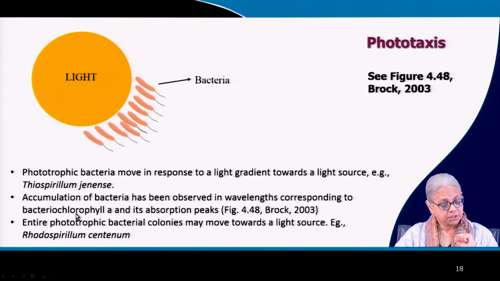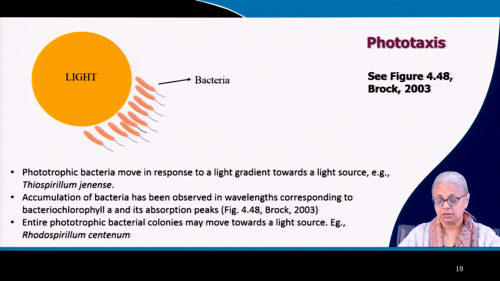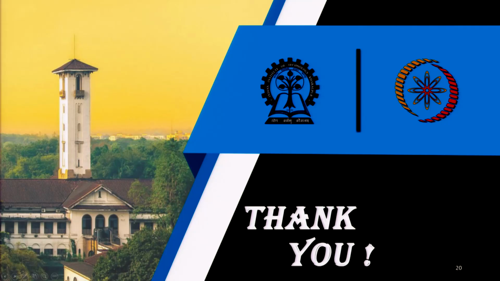And I've already mentioned this point, and then we come to phototrophic bacterial colonies moving. So there are several examples of the entire colony or even single cells moving in response to a light gradient, phototaxis. I'll end this part of the lecture here.